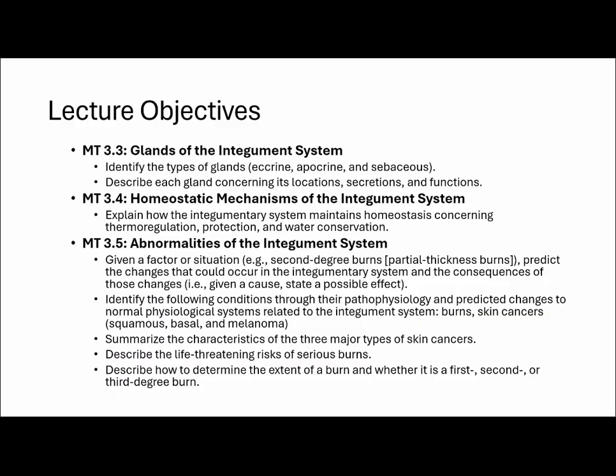Identify the following conditions through their pathophysiology and predicted changes to normal physiological systems related to the integument system, so burns and skin cancers. Summarize the characteristics of the 3 major types of skin cancer. Describe the life-threatening risks of serious burns, and describe how to determine the extent of a burn and whether it's a first, second, or third-degree burn.